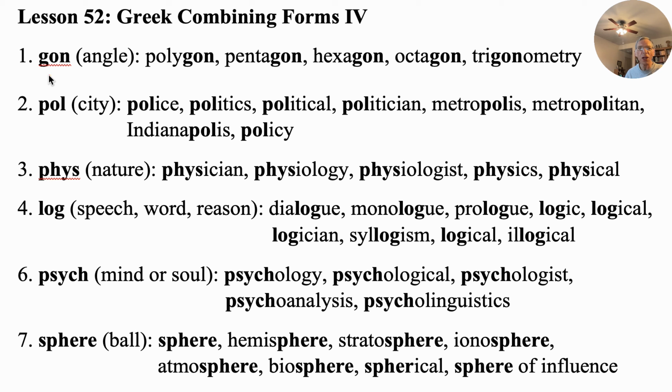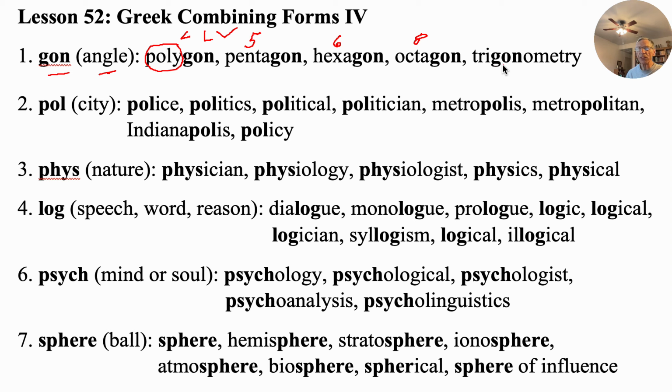So here we go. Gon means angle. So polygon means many angles. Pentagon, again, let me show you an angle there. You can have all kind of angles like that. So then you have pentagon as 5. Hexagon is 6 sides. Octagon is 8 sides.